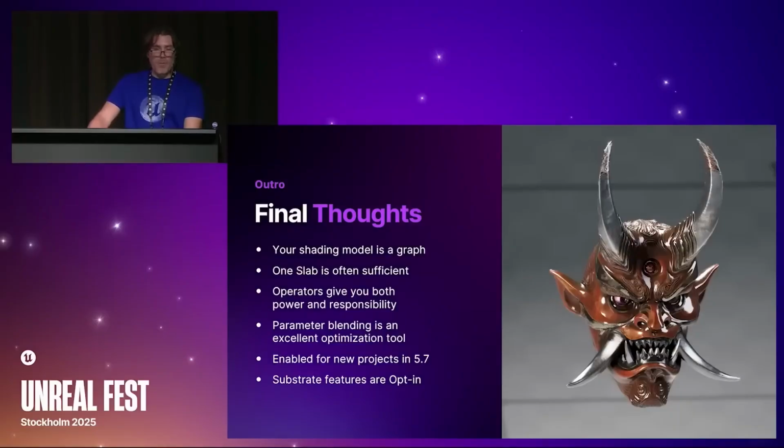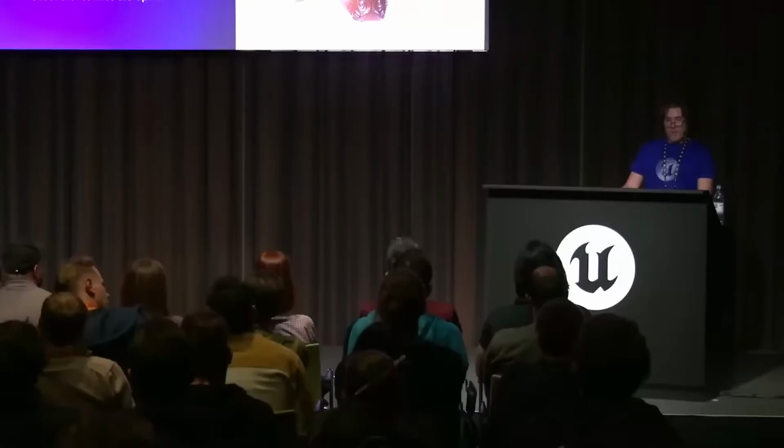Substrate supports powerful combinations of closures, but each additional operator and slab has a cost, and structure matters. Parameter blending is your best optimization tool, so use it early and plan for it. Your material graph is now your shading model, and that gives you both creative control and technical responsibility. Substrate adapts to hardware constraints automatically, letting you create high-end materials that degrade for various targets without duplication.